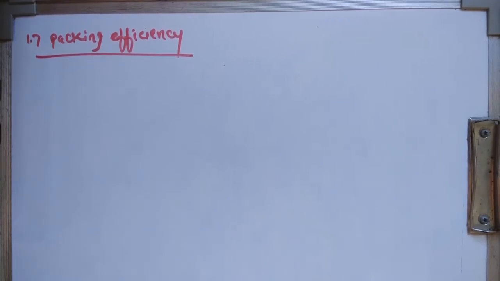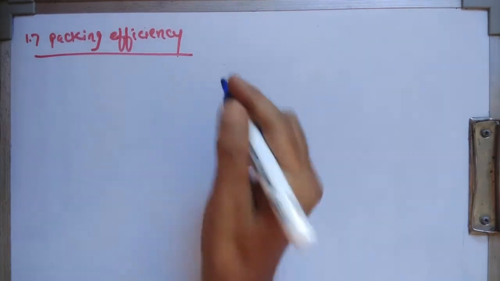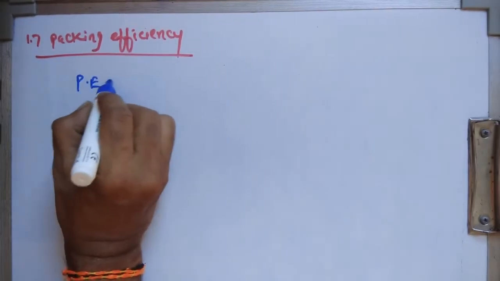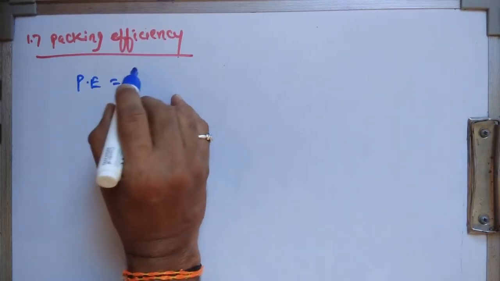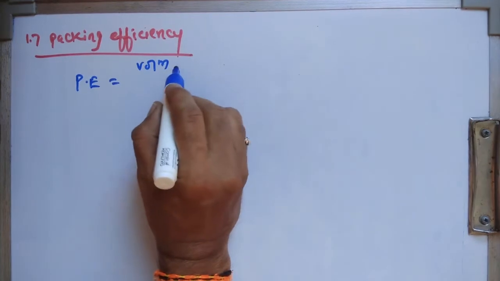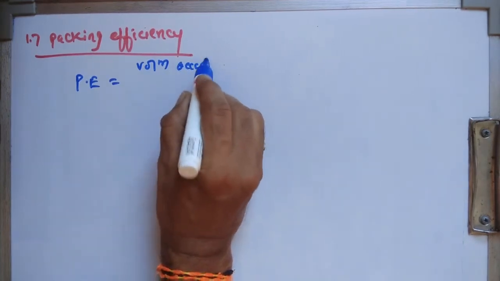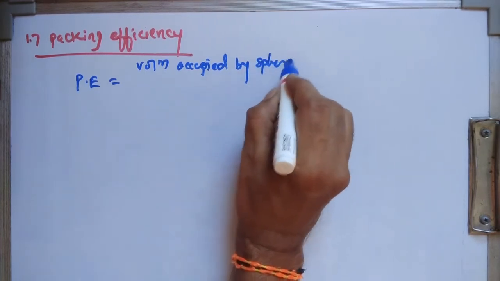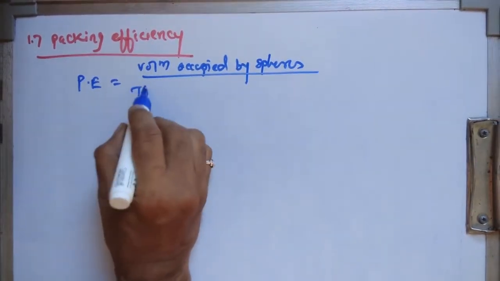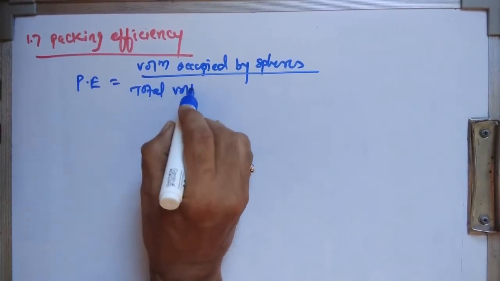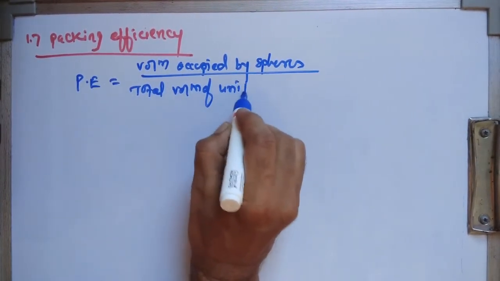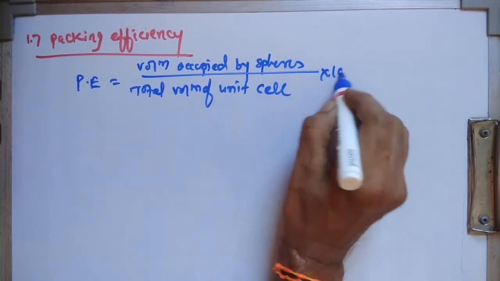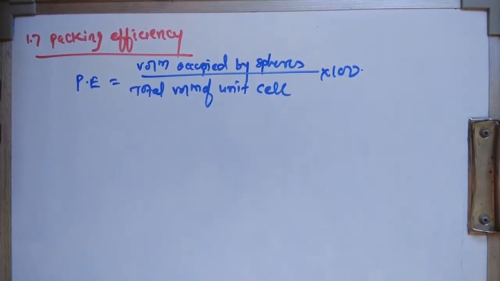I will just write the formula of packing efficiency. Packing efficiency is equal to the volume occupied by the spheres or atoms, divided by the total volume of the unit cell, into 100. So we can calculate the packing efficiency by this formula.